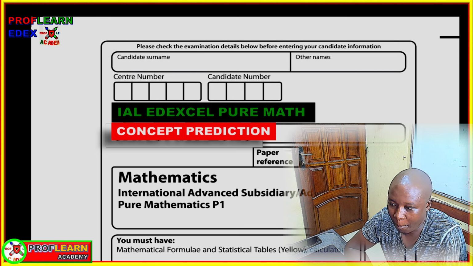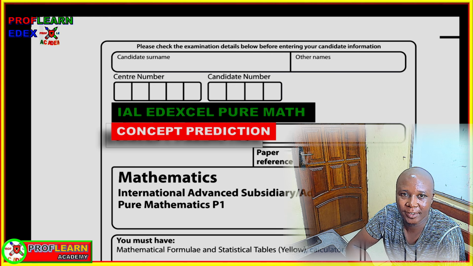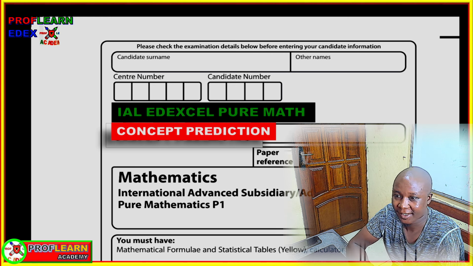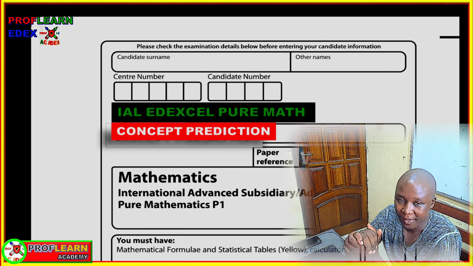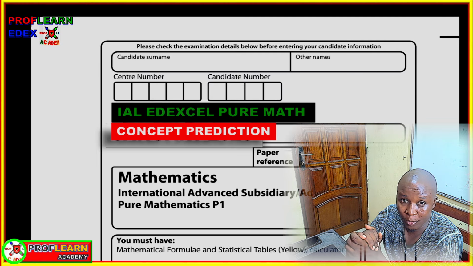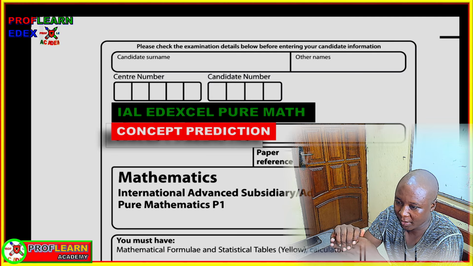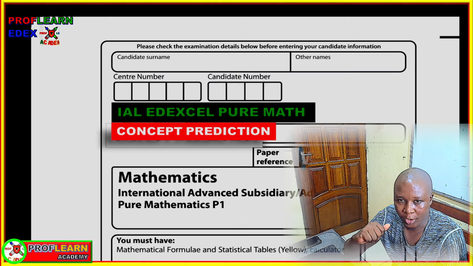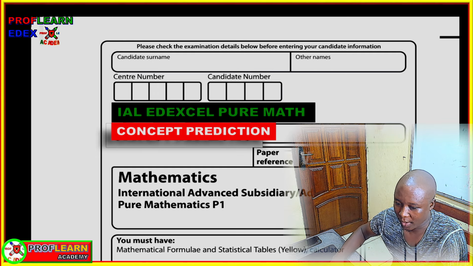If we are going to do pure math P1 2026 January exam, you must be able to answer these questions that I'm going to take you through. This is a prediction of pure math, so let us go straight and get to see what kind of questions or topics you expect in this coming exam.